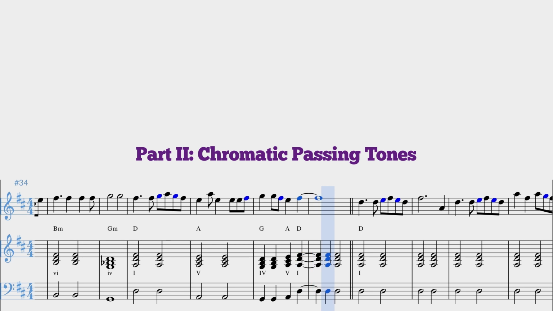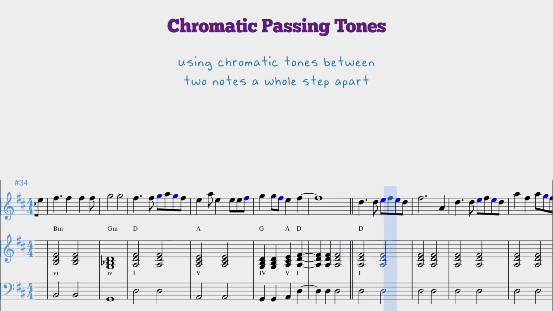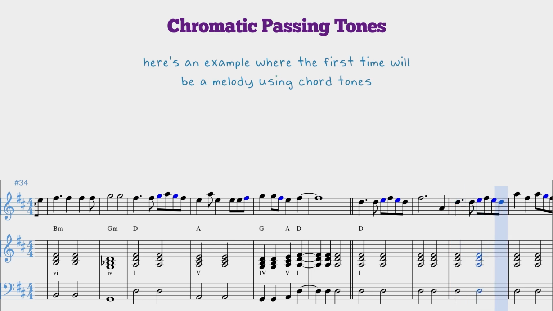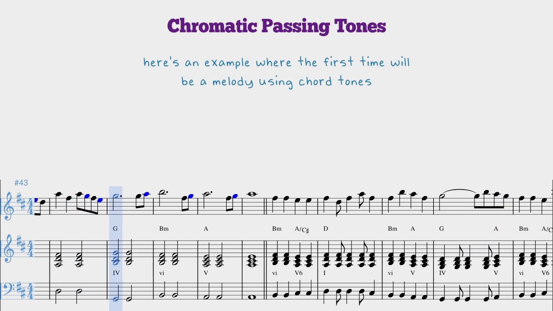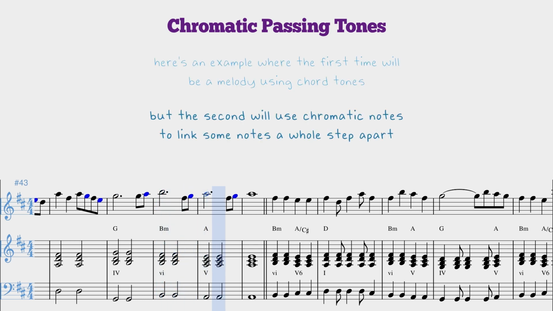There's another way to use passing tones, and that's using chromatic tones between two notes a whole step apart. Here's an example where the first time will be a melody using chord tones, but the second time we'll use chromatic notes to link some notes a whole step apart.